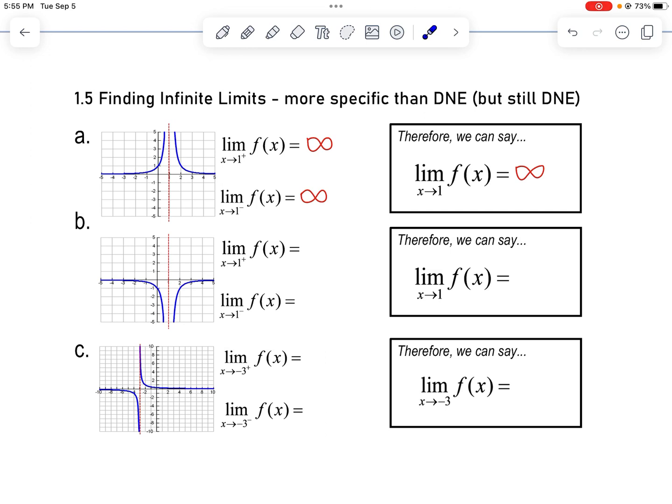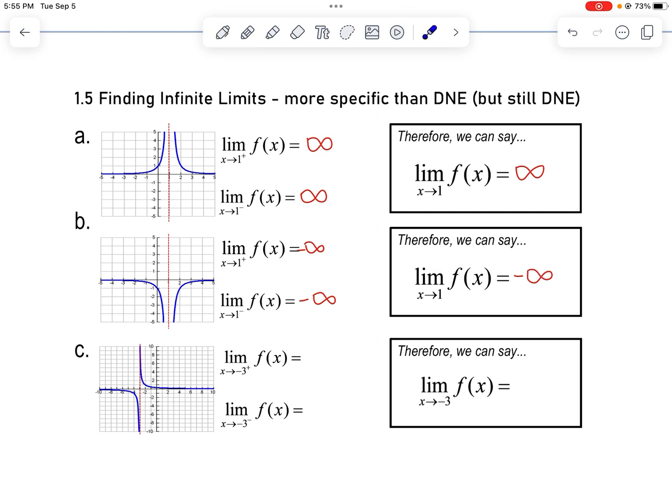Now, if we look at graph B, as we approach 1 from the right, we're going to negative infinity. As we approach 1 from the left, we're going to negative infinity. And therefore, we can say that the limit as x approaches 1 of f of x is negative infinity.